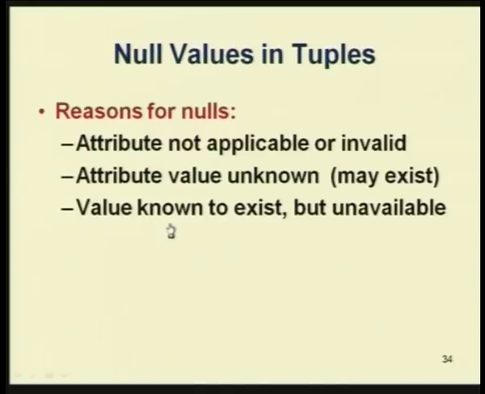So, what are the reasons for nulls to happen? Attributes are not applicable or invalid. The attribute value is unknown, but it may exist. The value is known to exist, but unavailable for some reason.